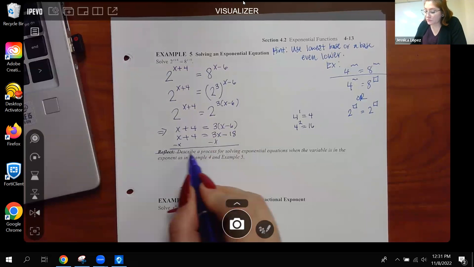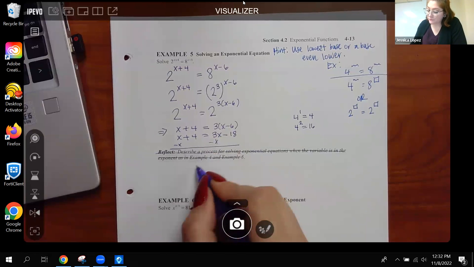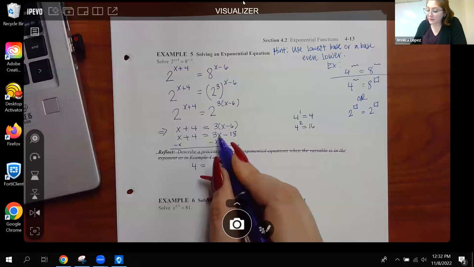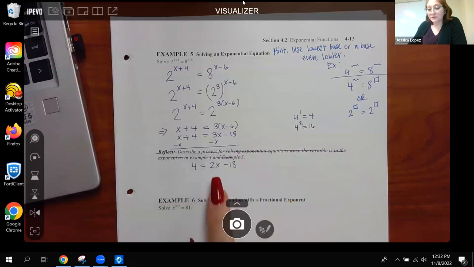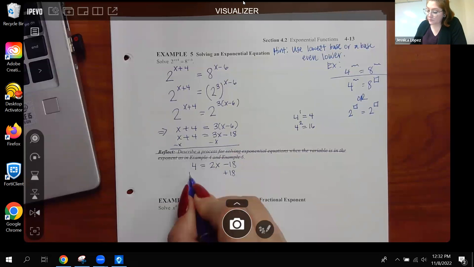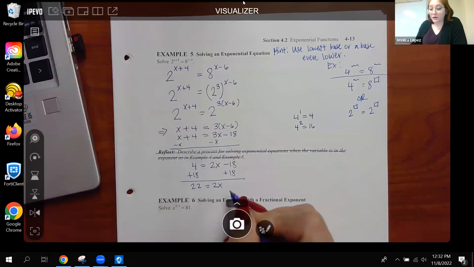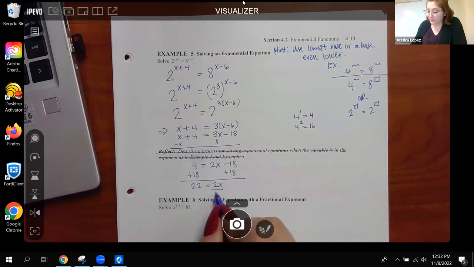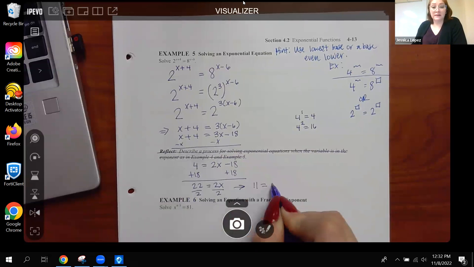We're not going to do this. So I'm just going to cross that out. Then the x will cancel and I'll have 4. And then 3x minus x is 2x. And since my x's are on this side, I'm going to move the 18 over there. So then I get 22 equals 2x. And if I'm trying to solve for x, I'm going to divide by 2. So I end up getting 11 equal to x.